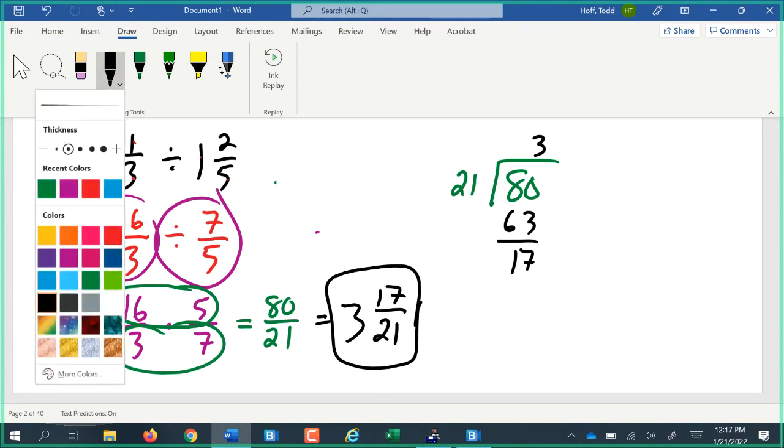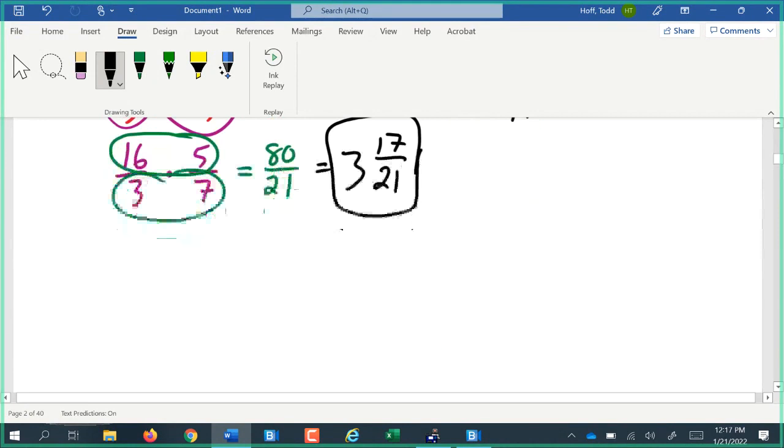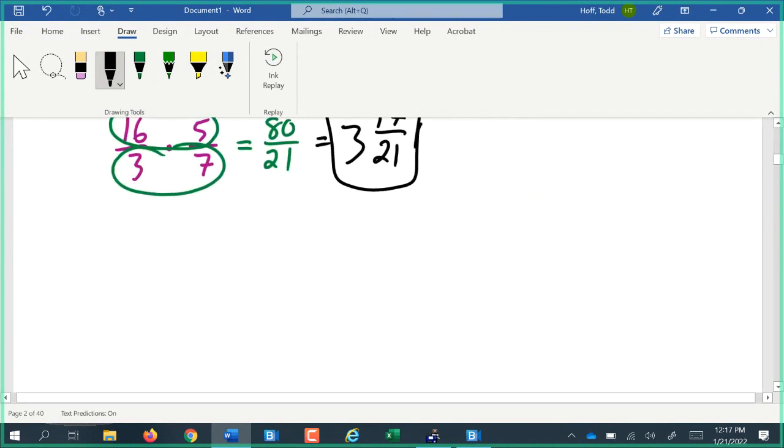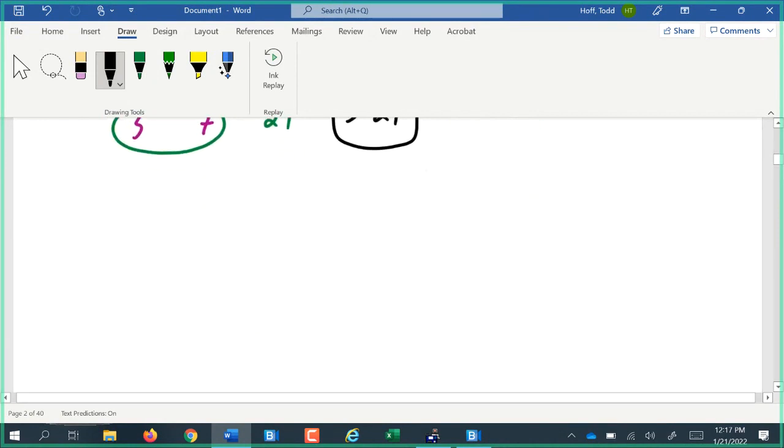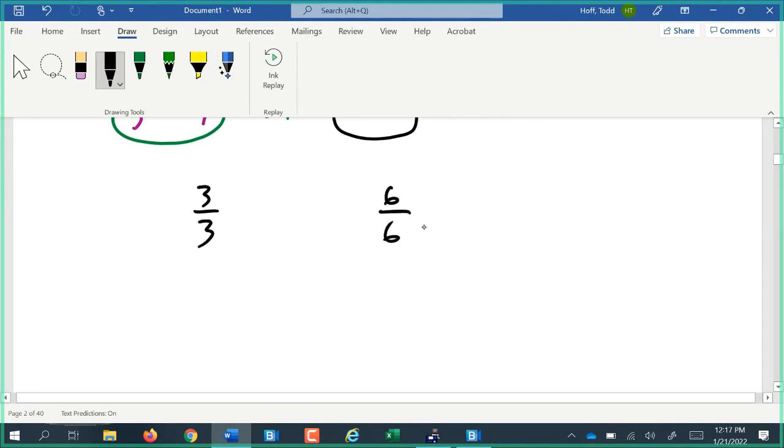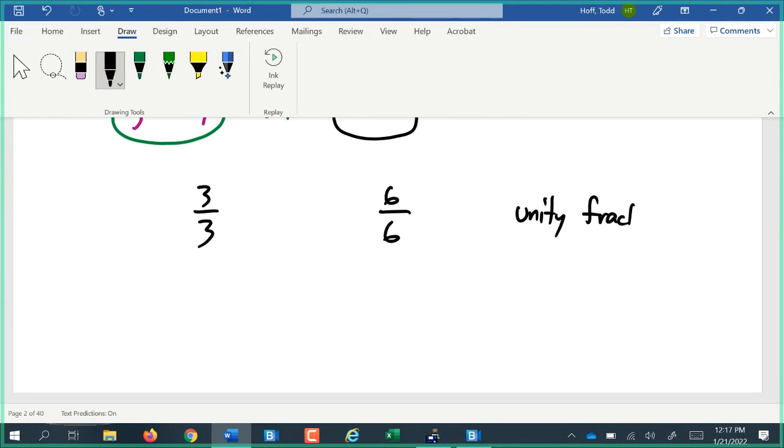When we're dealing with fractions, I mentioned that unity fraction earlier on. A unity fraction, we had, like 3 over 3 or 6 over 6. Those are the unity fractions we use because right now we're just dealing with numerical fractions. But when we start throwing in measurements and units and stuff like that, those unity fractions could have other things in it. Any two things that are equal can be used to create a unity fraction.